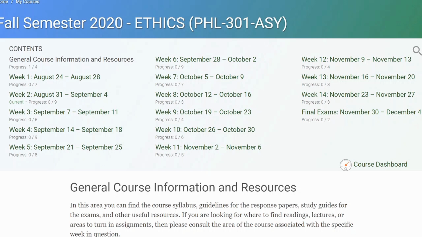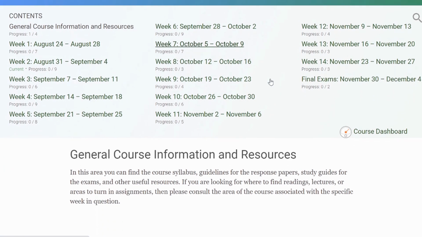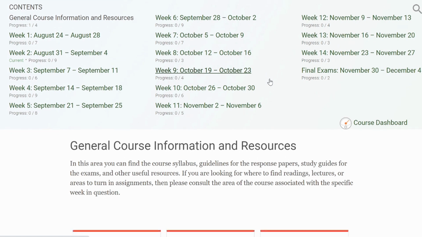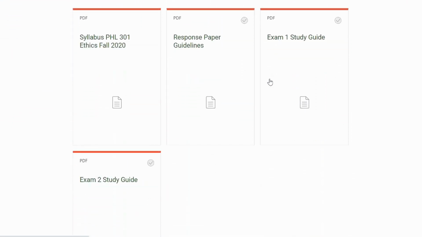So the first thing is, you see here I'm on the Moodle page for our course, and I'm currently in the General Course Information and Resources area, and there'll be a couple important documents that you'll want to notice here. In addition to the syllabus and the response paper guidelines, there's a study guide for each exam. If you click on this link, you'll go to the study guide for exam 1, and here's the study guide for exam 2.